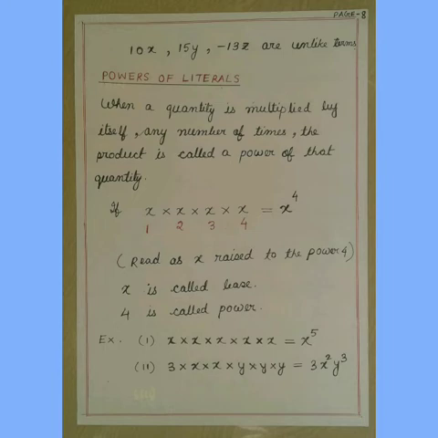Examples. Number 1, x into x into x into x into x. Here we can see we have multiplied 5 x's. So it will be x to the power 5. Number 2, 3 into x into x into y into y into y. We have multiplied 2 x's, so x to the power 2. Here 3 y's are multiplied, so it will be y to the power 3. So the final expression will be 3 x to the power 2 y to the power 3.